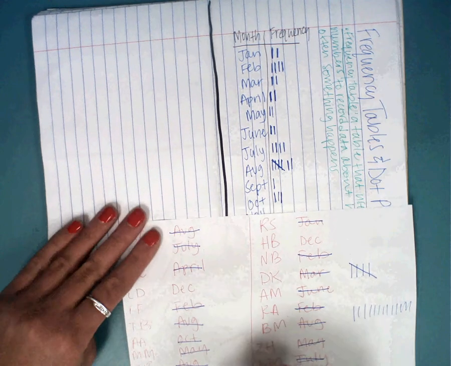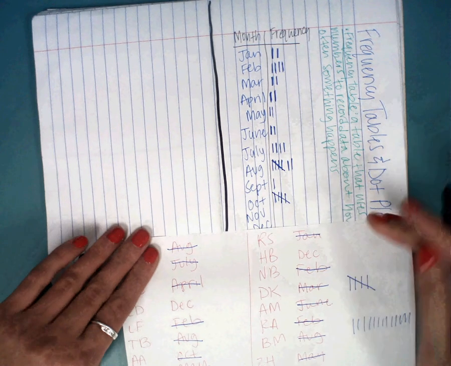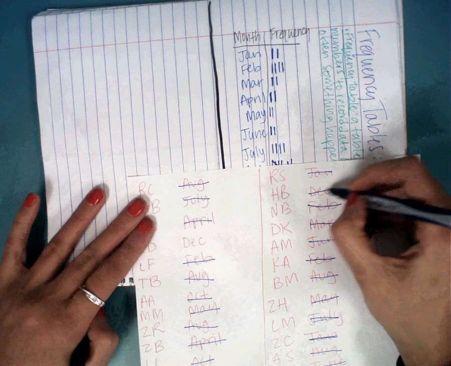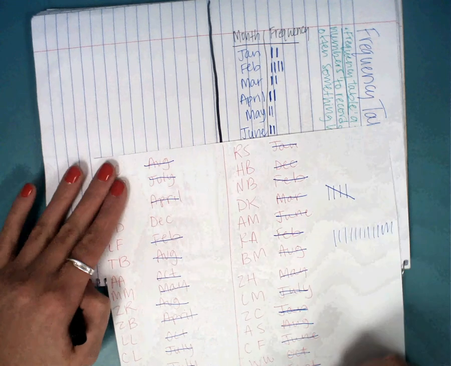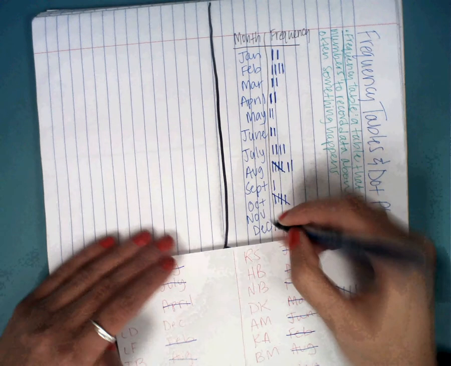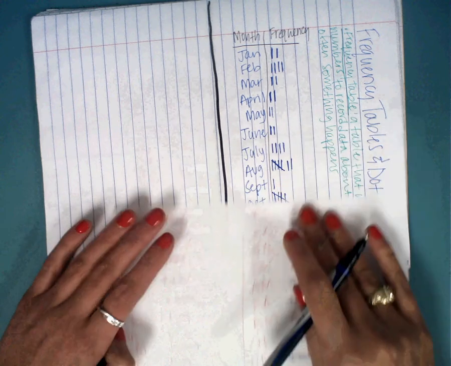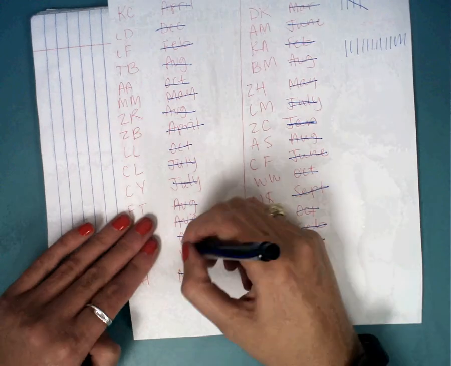Okay. I don't see any Novembers. That's crazy. And then I see 1 December. I see 2 December. Oh, sorry. 2 December. Cross that one off right there just now. I see another December. And 1 more December. Did I cross all of them off? Did I cross them all off?